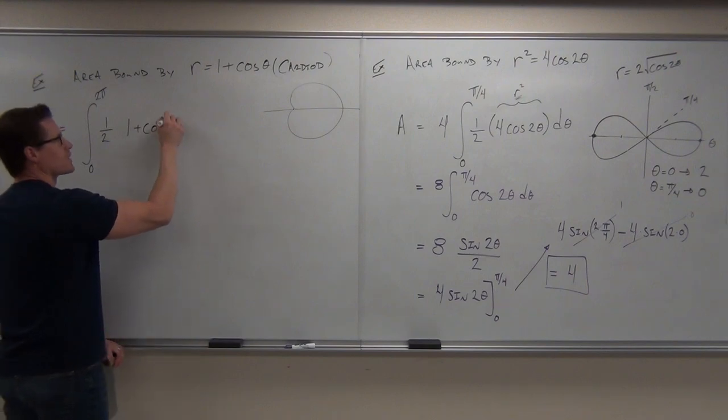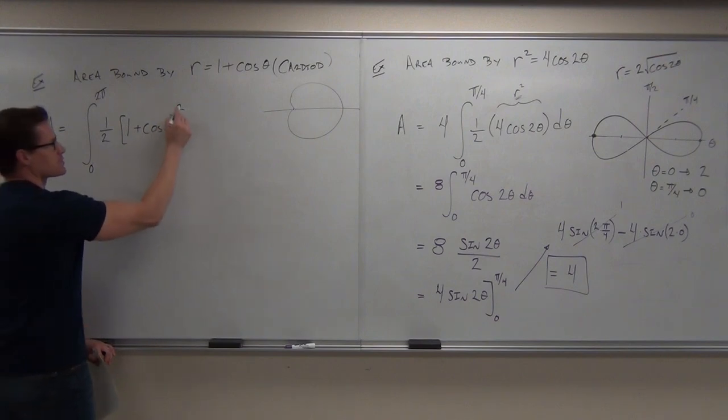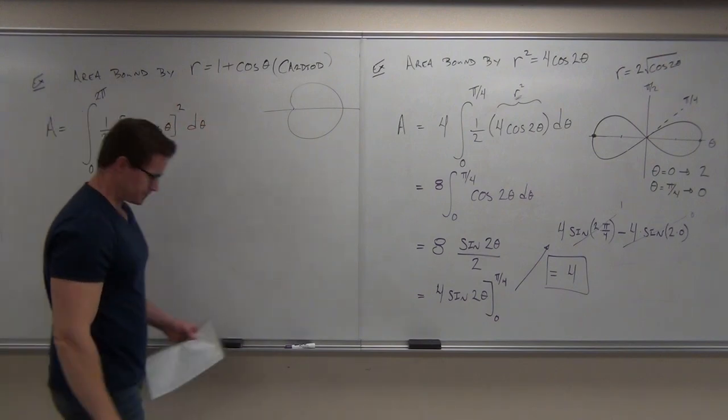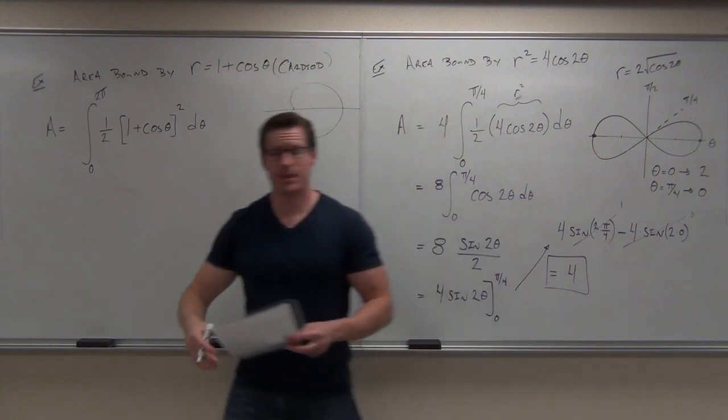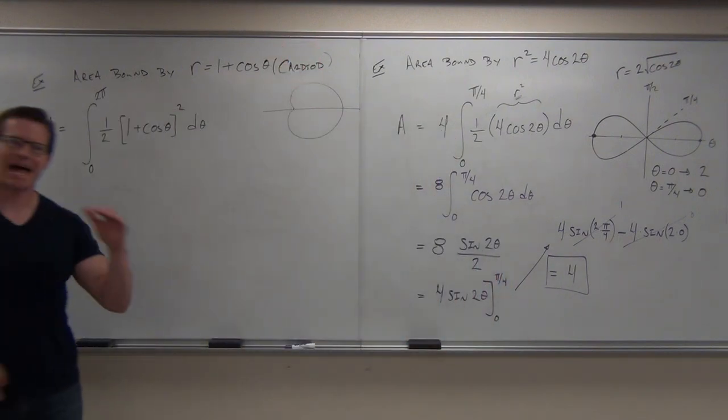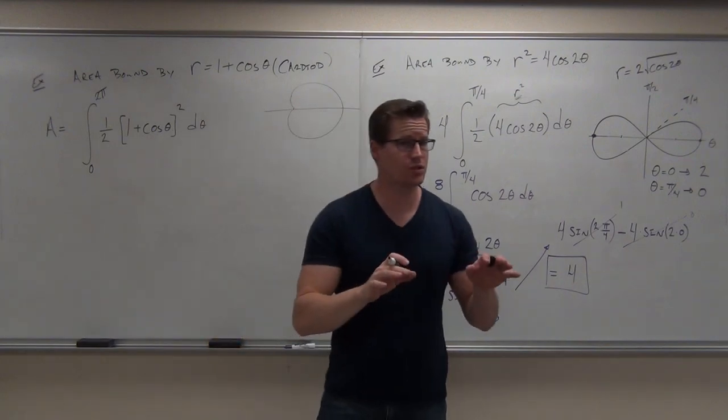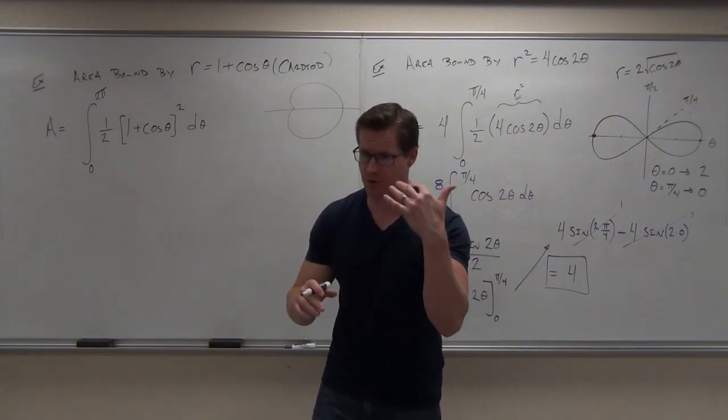Uh-huh. Square. Oh, why do we have to square it? Because R is not squared. Okay, very good. So this is 1 half R squared d theta. Show of hands if you're okay with that one. Now, if you work this out, you're going to get exactly the same answer as if you were to do this one. So let's change our thought process a little bit.